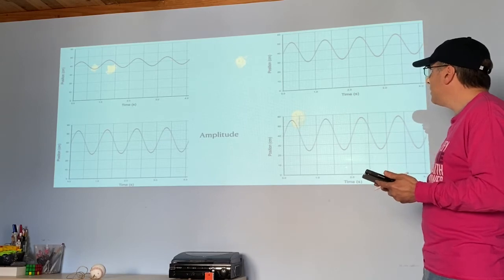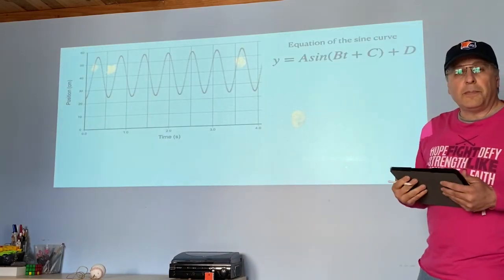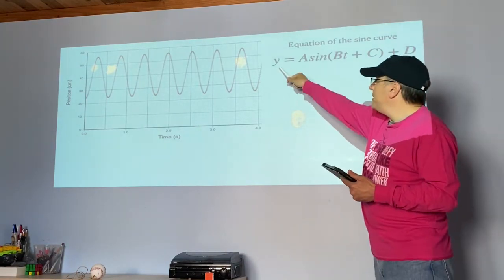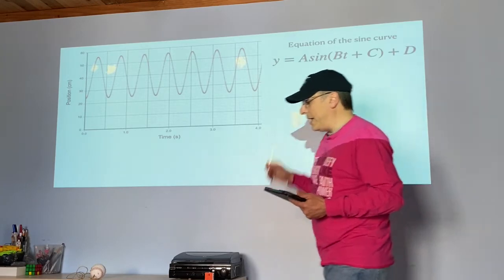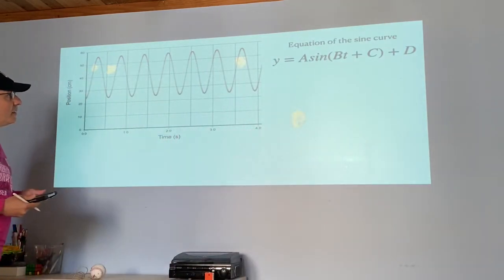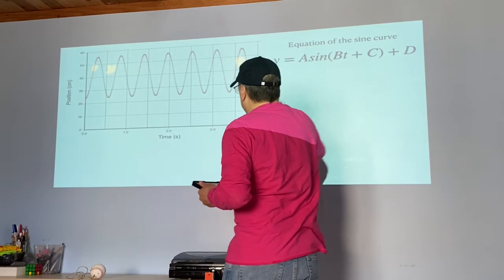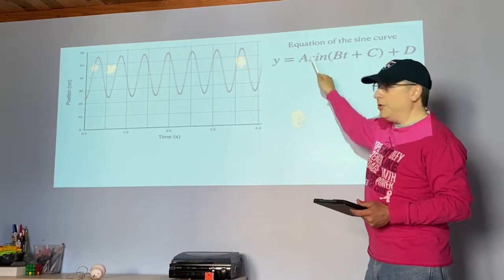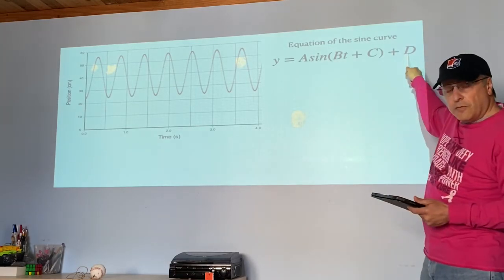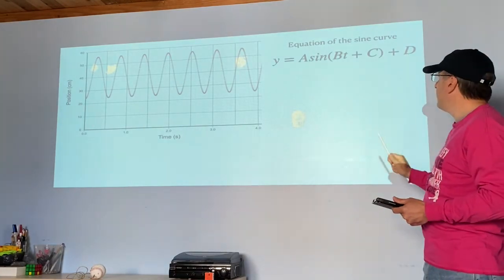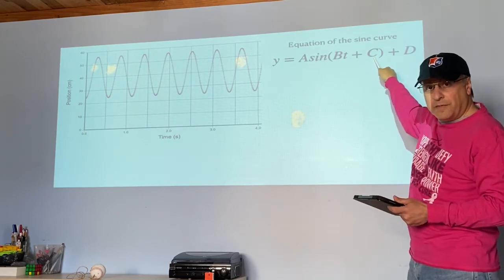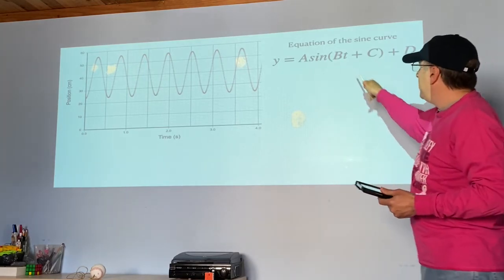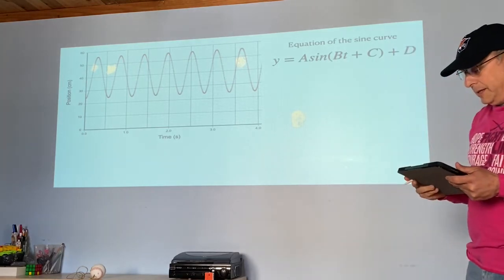Okay? Finally, we'd like to put it all together. So when you try to generate a sine curve, this is the equation. Y, that represents the position. T, that represents the time. A represents amplitude. D represents the vertical shift. C represents the phase shift. B is the tricky variable. B is determined by the period and the frequency.